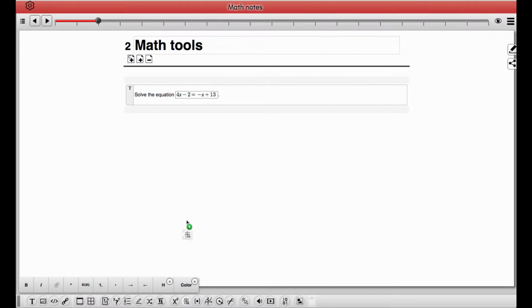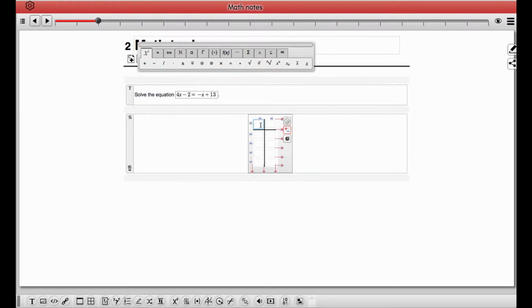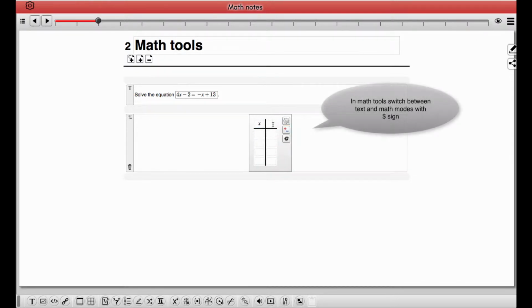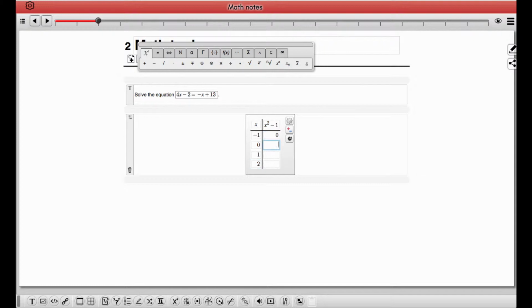We will now get familiar with these tools in the notebook environment. Unlike in the text tool, in the math tools we switch between text and math mode using a $ sign. We can use the table tool to create tables which contain both normal text and math. The tool can also be used for creating statistical charts.